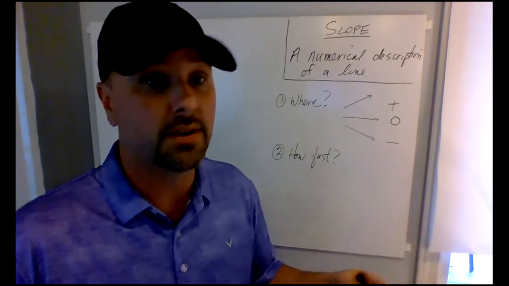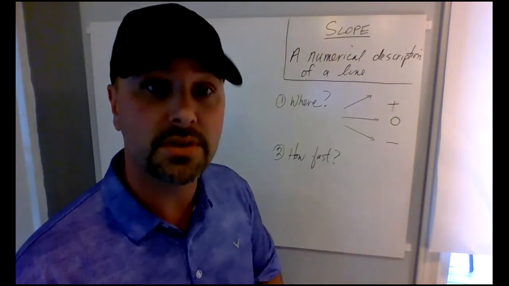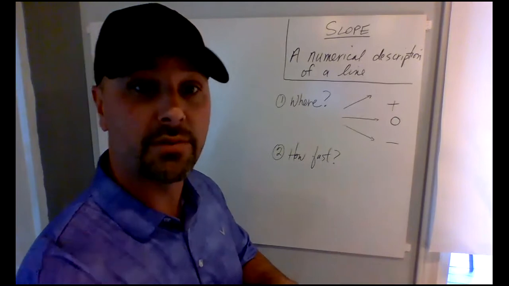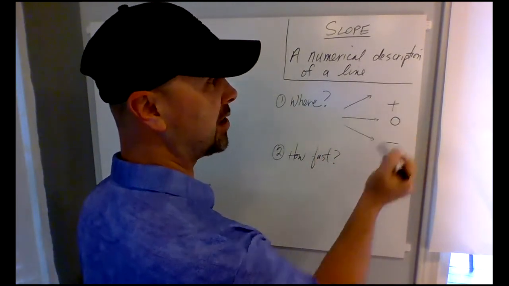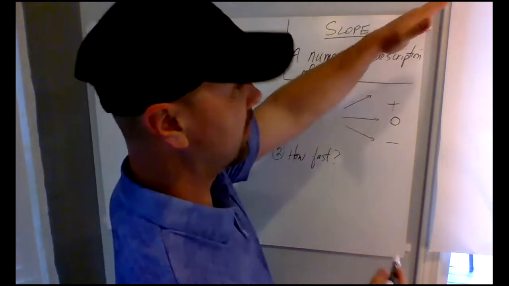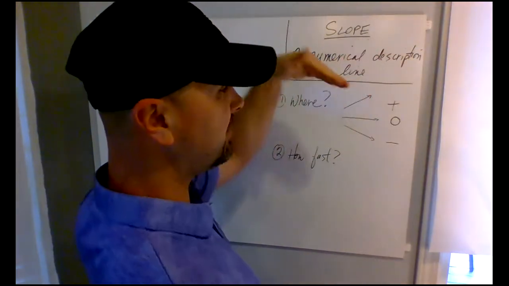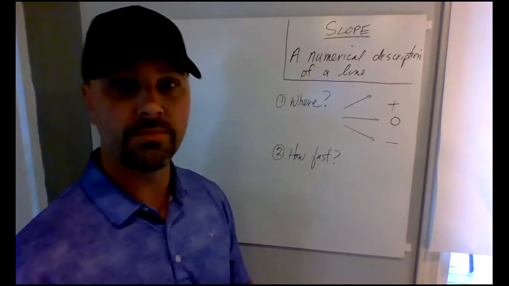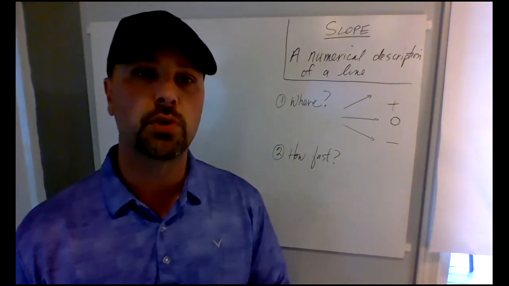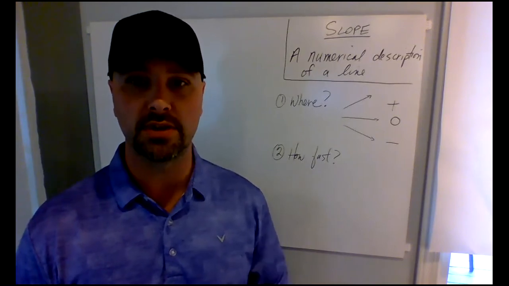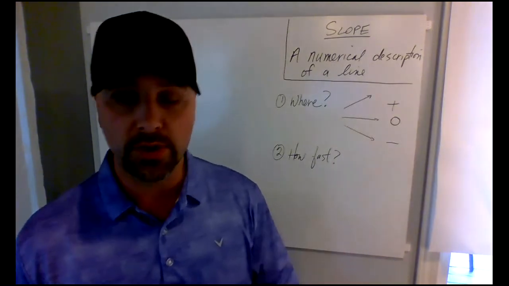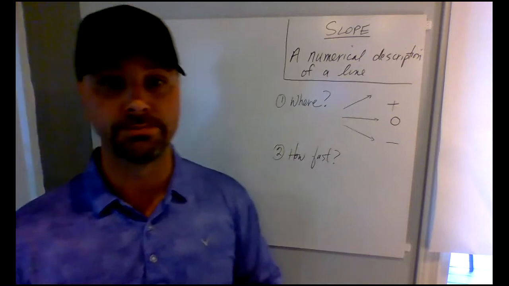Just like that would not be a ski slope if it's straight level ground. So think about that. A straight line has a slope of 0. If it's going up from left to right, it's positive. If it's going down, it's negative. So that answers the first question about where the line is going, increasing or decreasing. It's either a positive number or a negative number or 0.